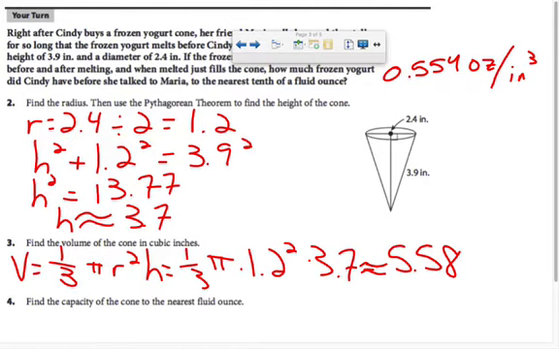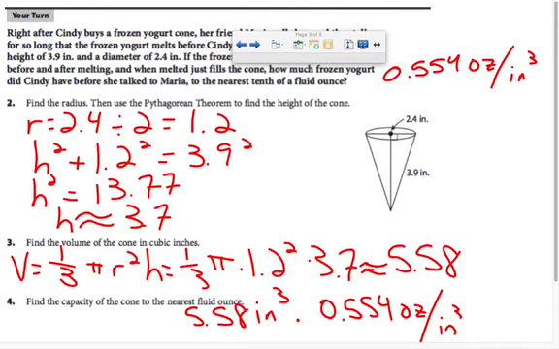And since the problem is asking me to find the capacity of the cone to the nearest fluid ounce, just like we did in the last problem, we're taking this 5.58 cubic inches and multiplying it by the 0.554 ounces per cubic inch. And we find that it'll fit approximately 3.1 ounces.